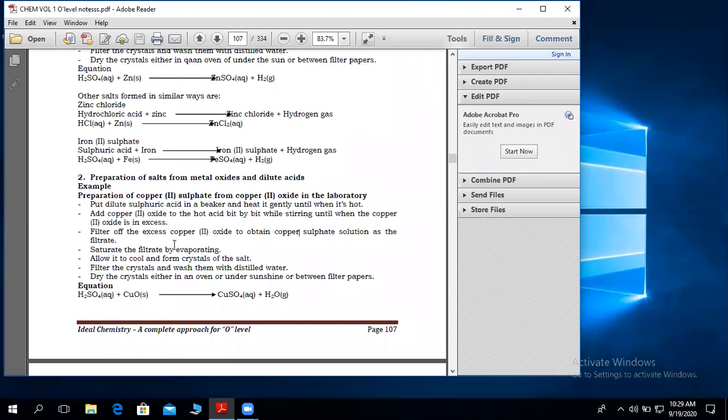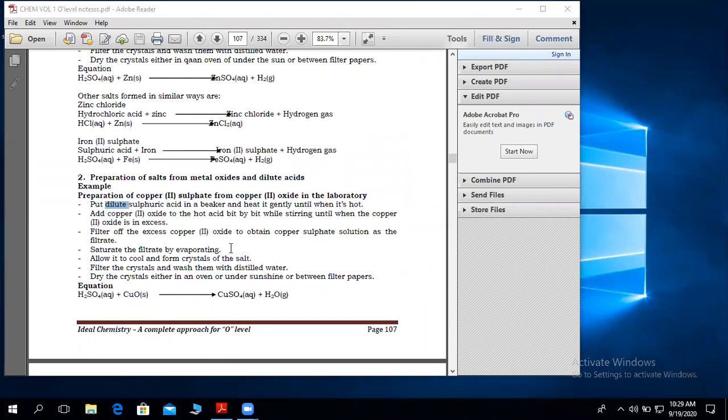Saturate the filtrate by evaporating. Or you can explain and say, pour it on the evaporating dish and heat. We are evaporating off the water because remember we use the dilute acid, dilute sulfuric acid. Dilute sulfuric acid means there is water. So after evaporating off the water, we now remain with a saturated solution.